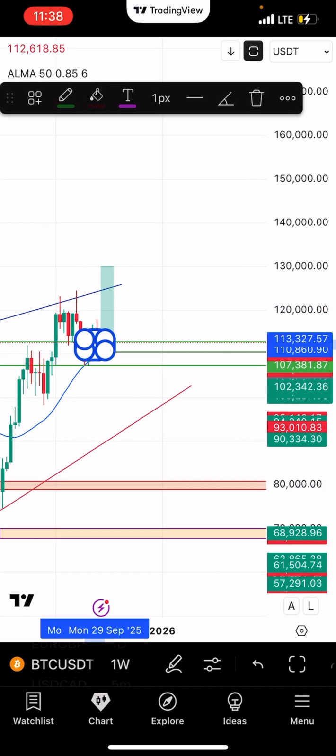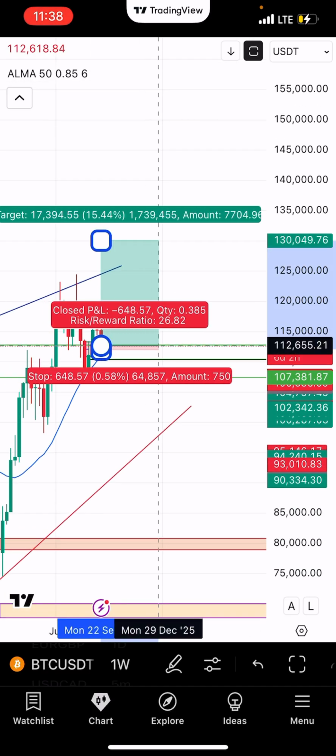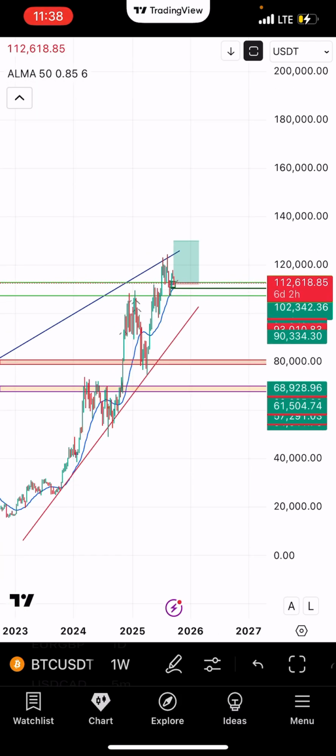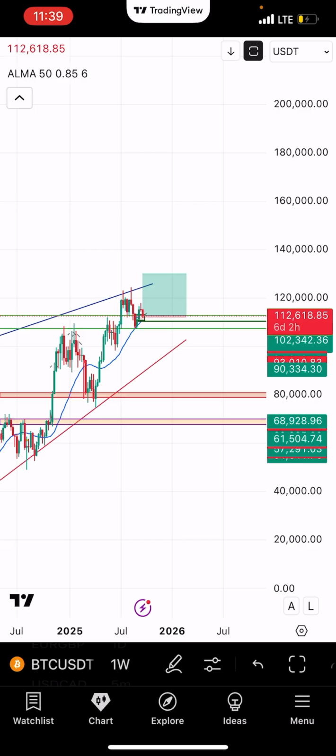Let's watch and see how it plays out. This is my entry on BTC.